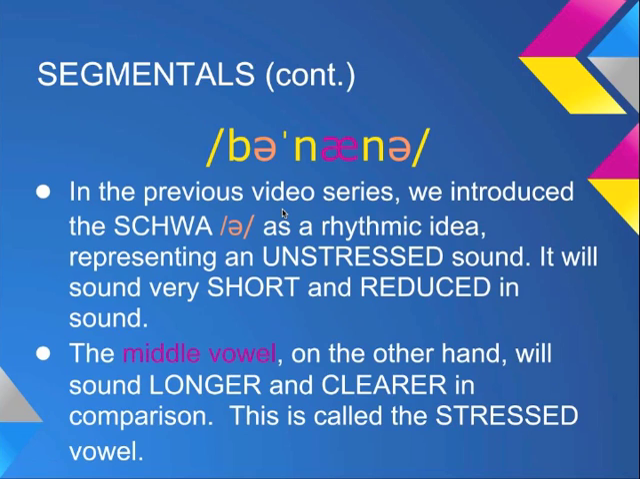In the previous video series, we introduced the schwa, this symbol, as a rhythmic idea, representing an unstressed sound. It will sound very short and reduced in sound. The middle vowel, on the other hand, will sound longer and clearer in comparison. Banana. This is called the stressed vowel.